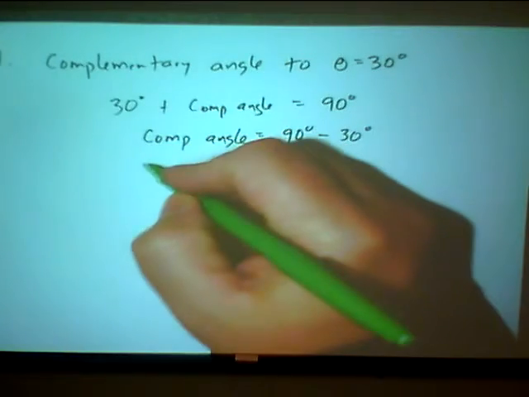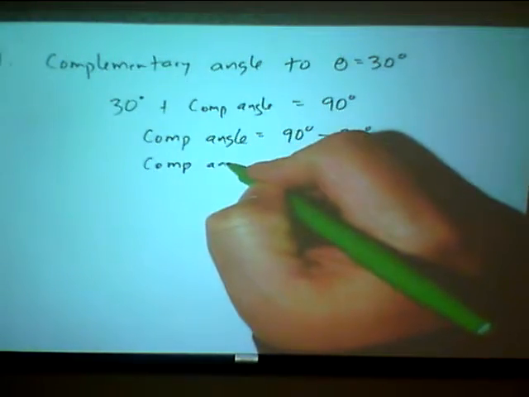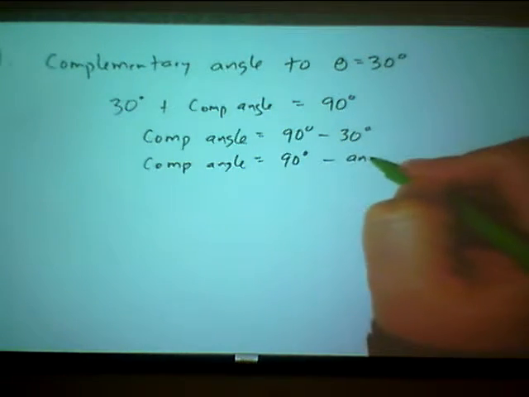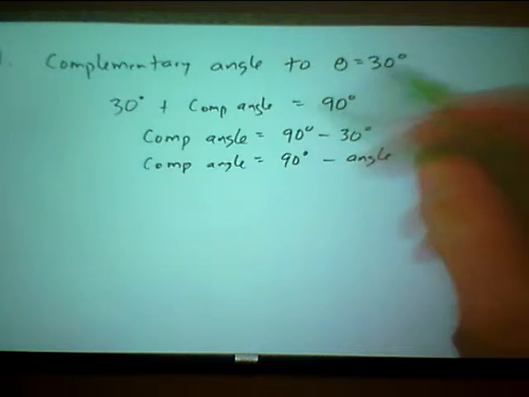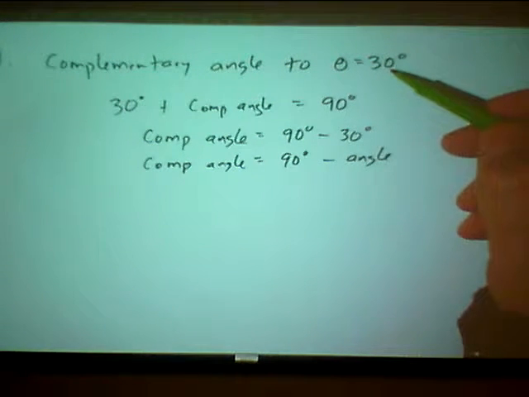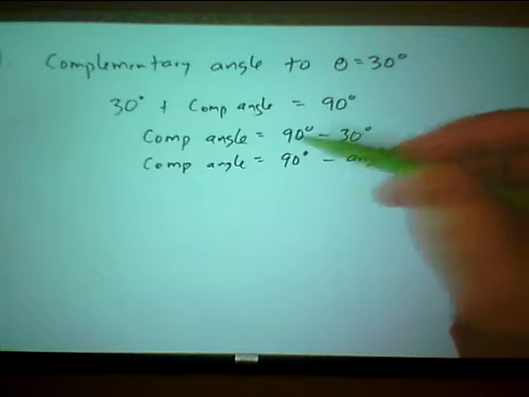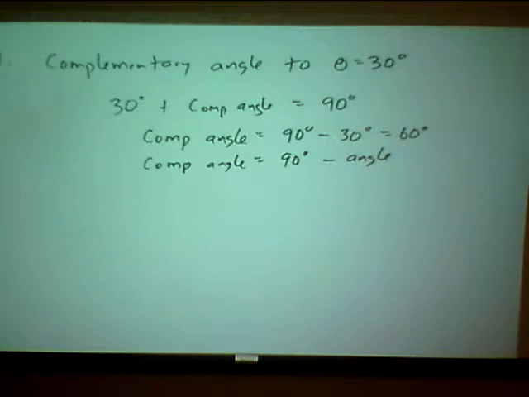Or I could say the complementary angle is going to be 90 degrees minus whatever your original angle is. So for the example I did here, if I was given a 30-degree angle, and I was asked to find the complementary angle, 90 minus 30, the complementary angle would be 60 degrees.